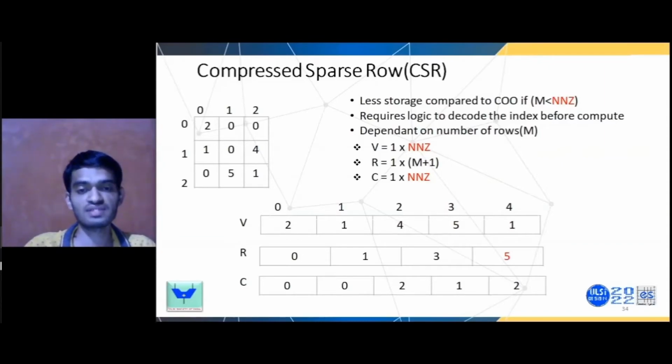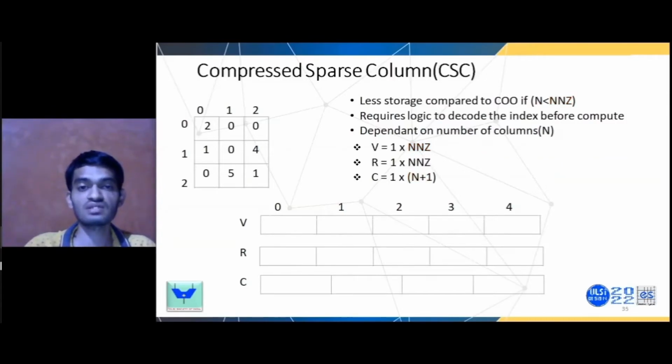This format requires extra logic in order to decode the index before compute, which was not there in the case of COO format. Similar to CSR, there is one more format, which is compressed sparse column format, otherwise called CSC format. This also has less storage compared to that of COO format, and it also requires logic to decode the index before the compute. The difference between the CSC format and COO format is that the value array and the row index array are the same as those of COO, but instead of column index, we have the column pointer array, which points to the first element of each column.